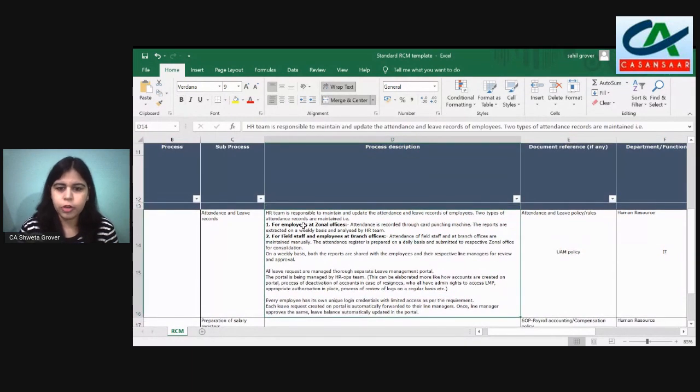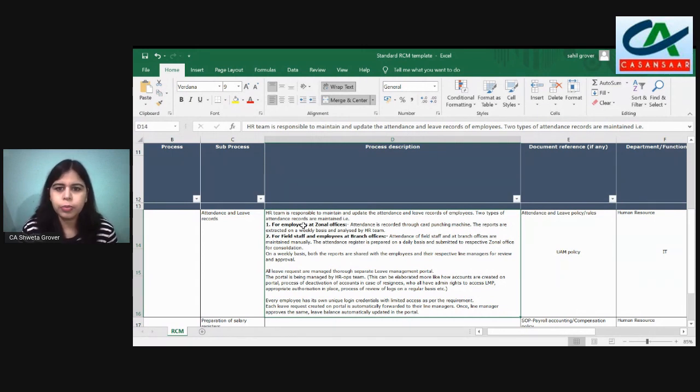As I mentioned in my earlier video also, we need to mention the process description correctly, because basis this process description only we have to jot down our risks and controls. So this process description is very important. When I say process description, you don't have to make a two-pager. You should be precise, and the information captured in this process description is based on your walkthroughs, be it process walkthroughs, system walkthroughs, or everything mentioned in their SOPs or policies.